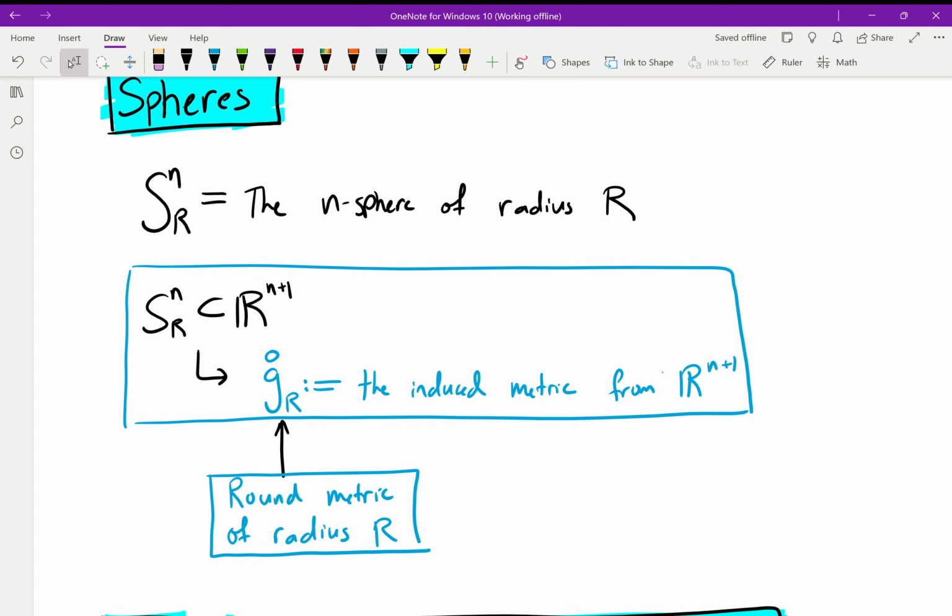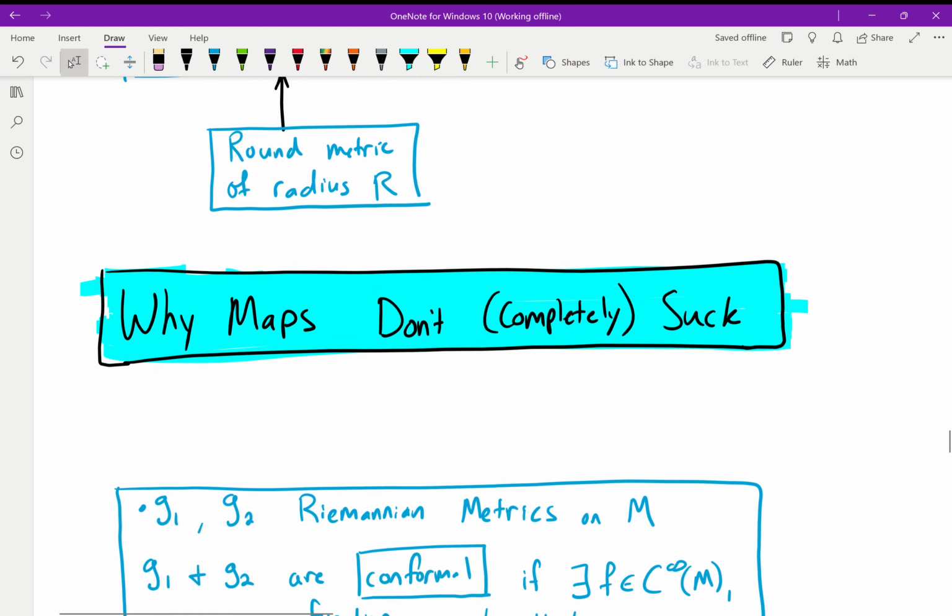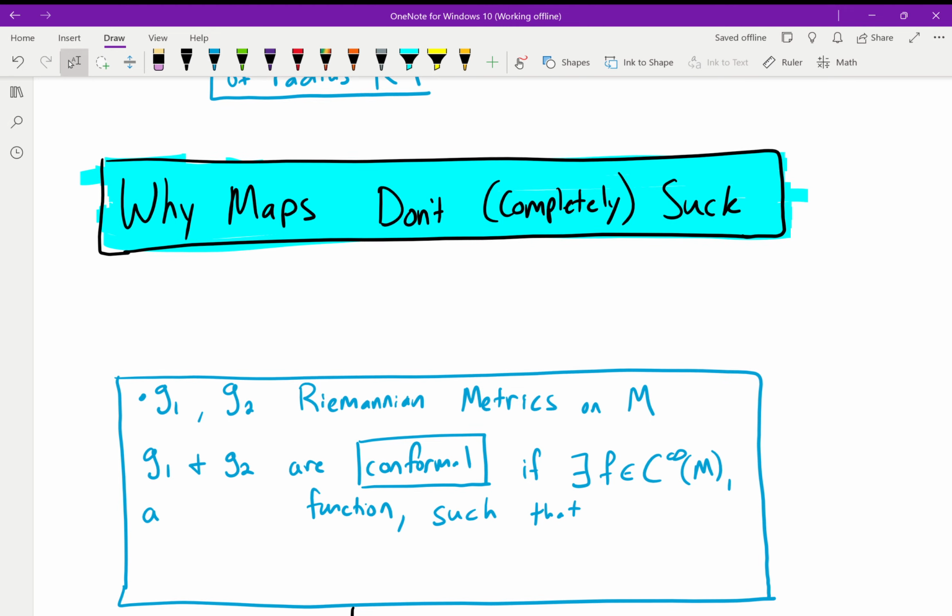So that's cool. What good is this for? Well, I can show you why maps don't completely suck. It's probably common knowledge that most maps are wrong in the sense that they distort things, and so it's natural to wonder, why do we still bother using maps if they're wrong? Before we can talk about why that is, we first need to introduce the notion of what's called conformal.